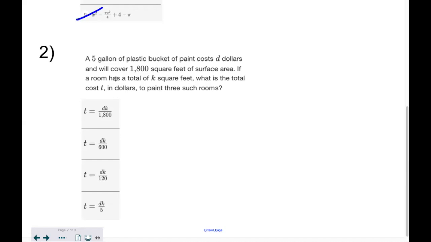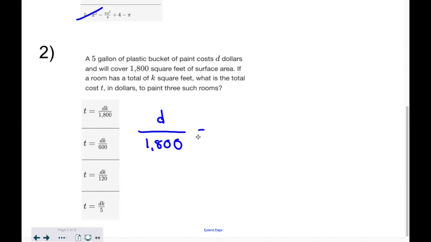All right. So the first thing is the bucket of paint. So it costs D dollars. So that means D dollars is going to get us 1,800 square feet. Okay. So it doesn't really matter the number of gallons. That's just an extra number in the problem. And this is going to be a proportion problem.